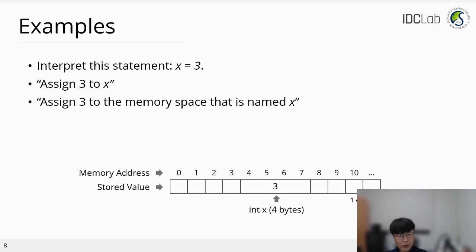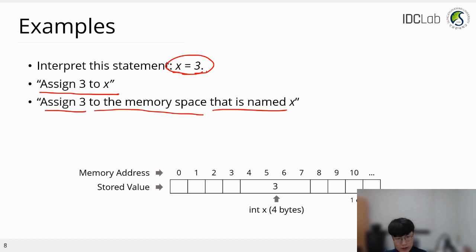So here we have a statement, x = 3. What is the meaning of this statement? You may interpret this like this: assign 3 to x. But more concretely, this means assign 3 to the memory space that is named x.